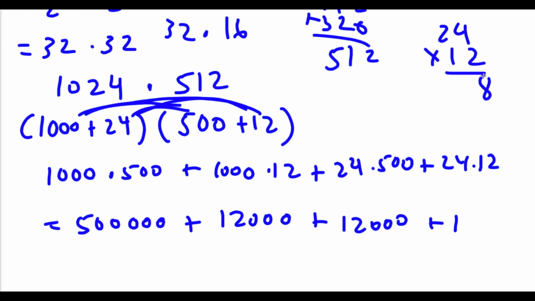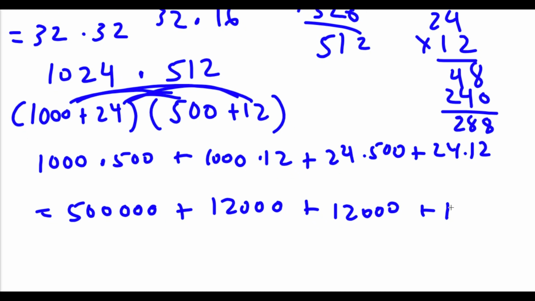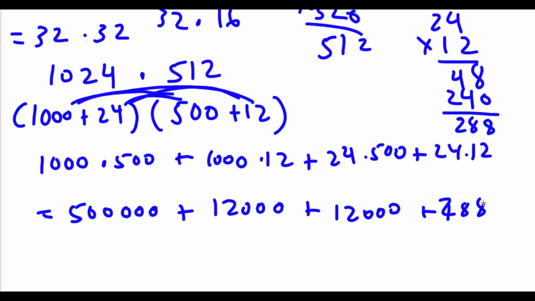24 times 12: 4 times 2 is 8, 2 times 2 is 4, 1 times 4 is 4, and 1 times 2 is 2. So now I have 8, 8, 2. So 288.